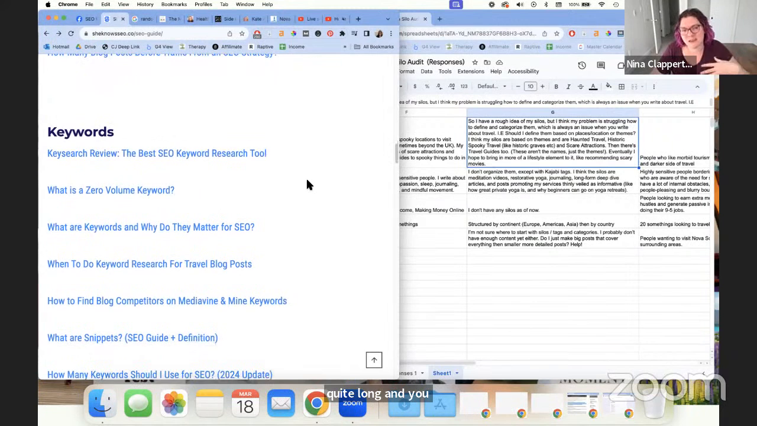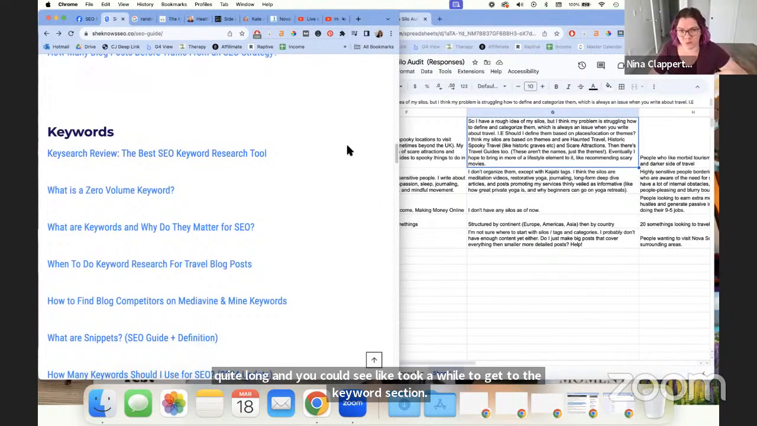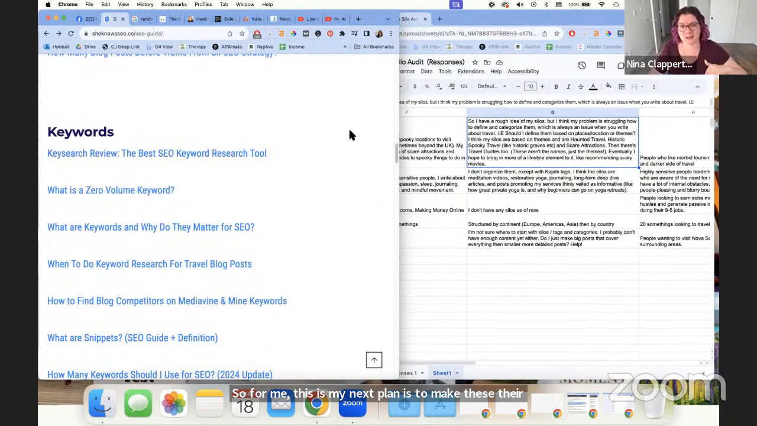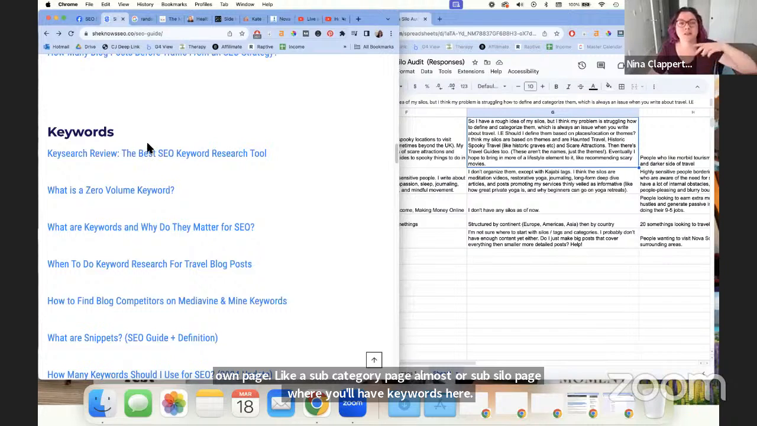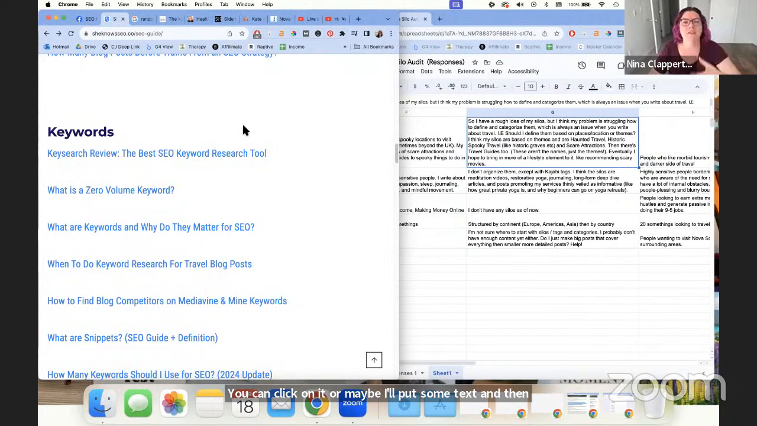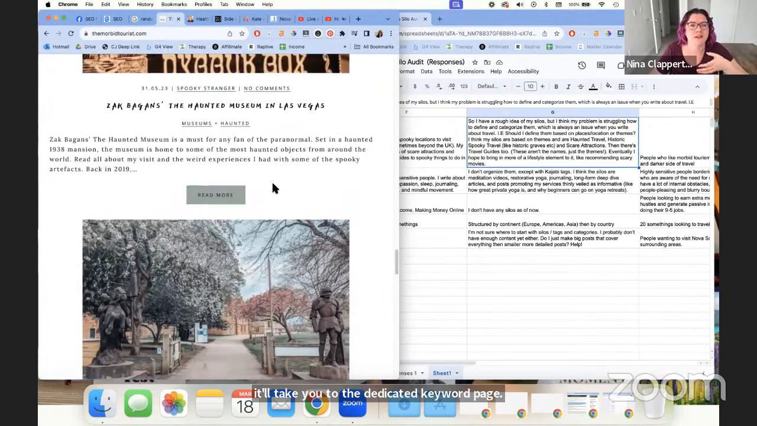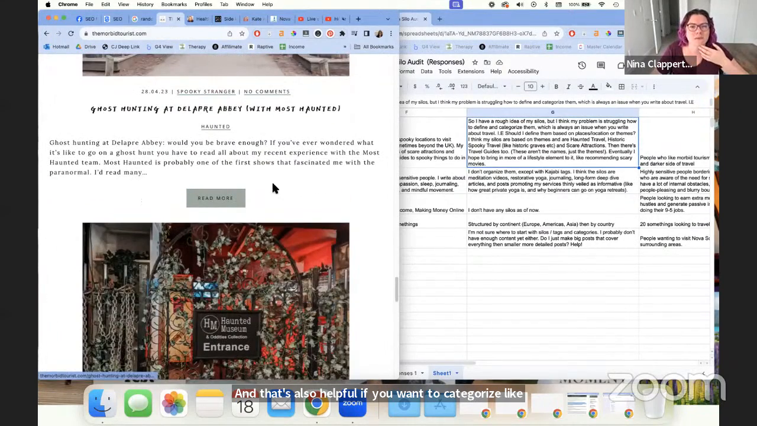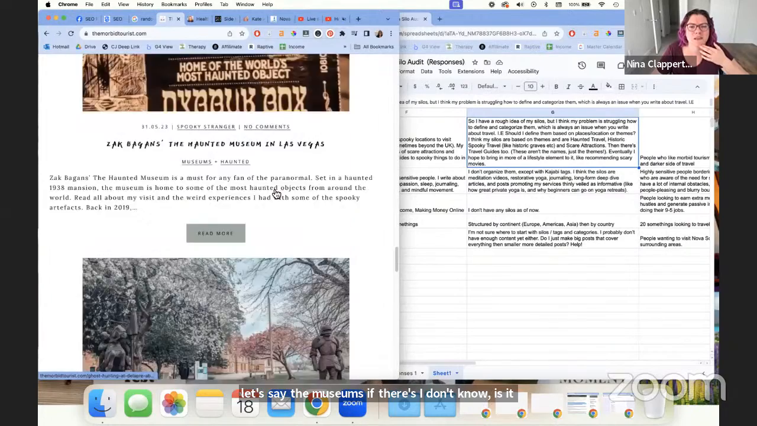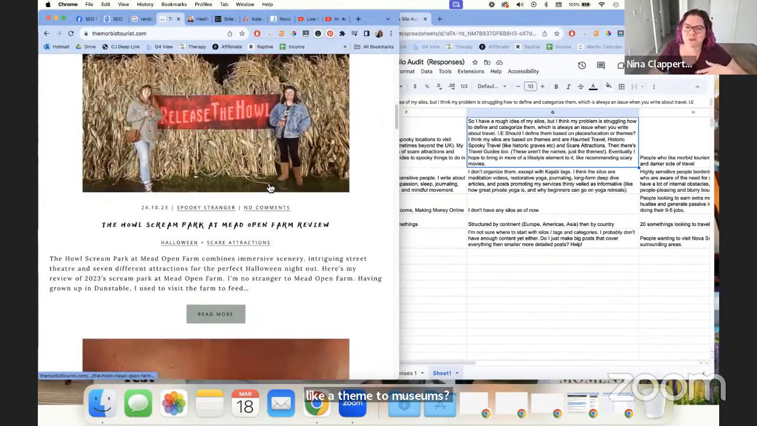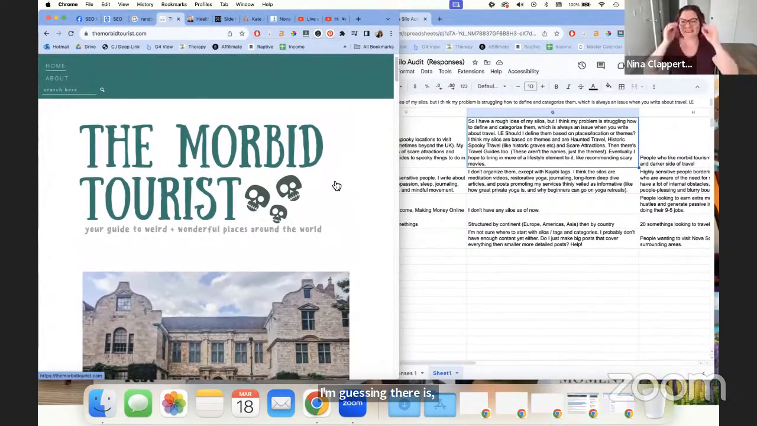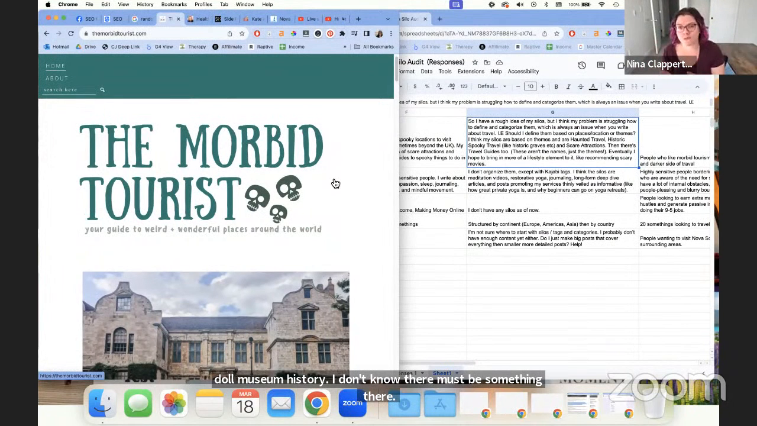So for me, my next plan is to make these their own page, like a subcategory page almost, or sub-silo page, where you'll have keywords here. You can click on it, or maybe I'll put some text, and then it'll take you to the dedicated keyword page. And that's also helpful if you want to categorize, let's say the museums. Is there a theme to museums? I'm guessing there is. Like, there must be haunted doll museum, history haunted museum. I don't know. There must be something there. So then you can have that page, which has its own subsections.